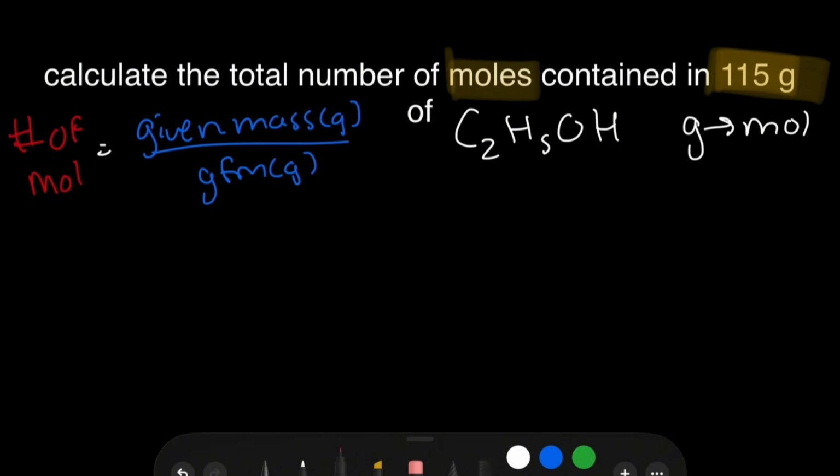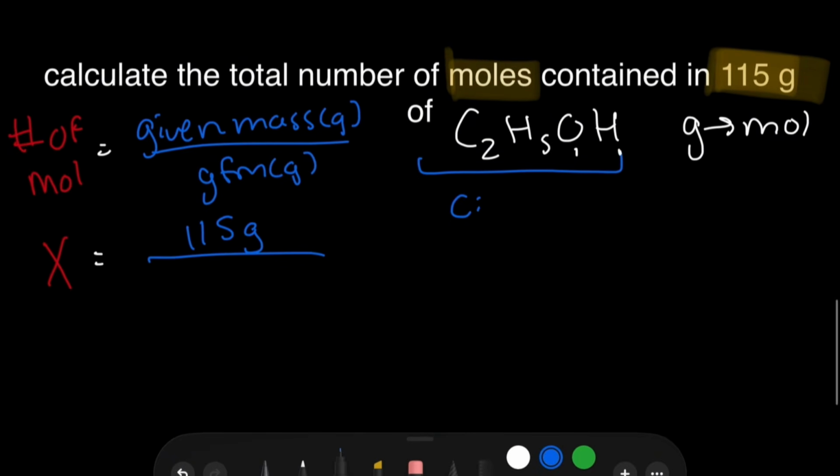So we can use a variable x, which represents the number of moles. Our given mass is 115 grams, as stated in the question. And then we need to find the GFM. We find the GFM through this right here. So according to this, we have 1 carbon atom, we have 6 hydrogen atoms, and we have 1 oxygen atom. So we have 1, 6, and 1.